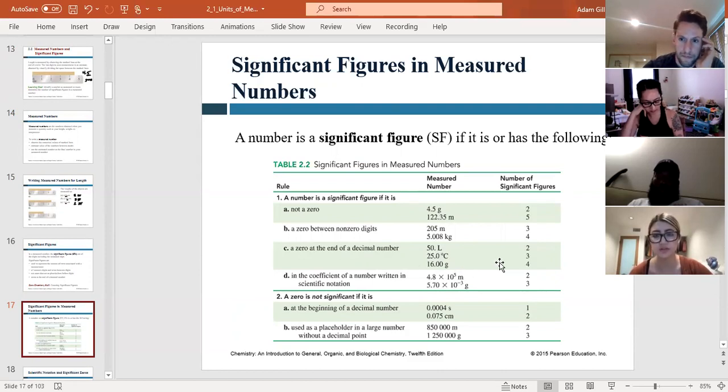Okay, but only if the 0 is before the decimal? Oh, this is actually if it's after, at the end of a decimal. Oh, right, 16 point, okay. Yeah.